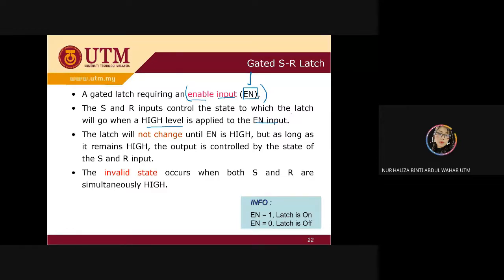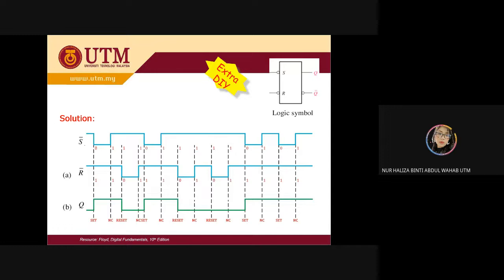The latch will have no change until EN is high. If your EN is 0, nothing will happen. I put here another example. If you have EN, let's say you have 0 and then on, 0 and then on. So you only assume changes at this end point. The rest will remain similar.